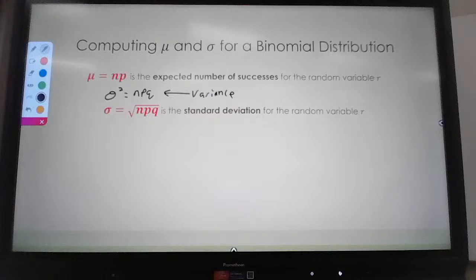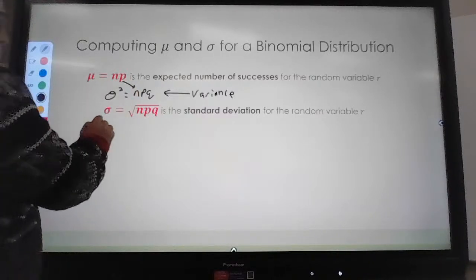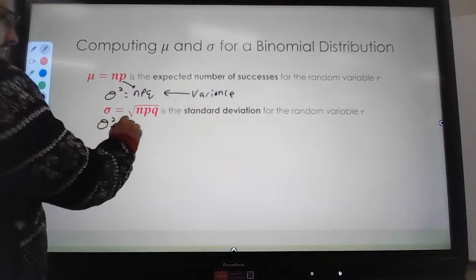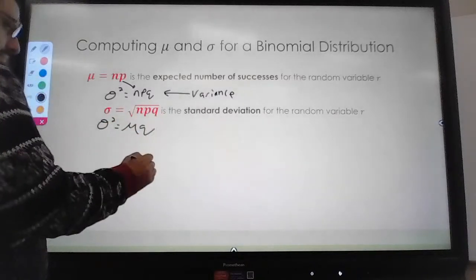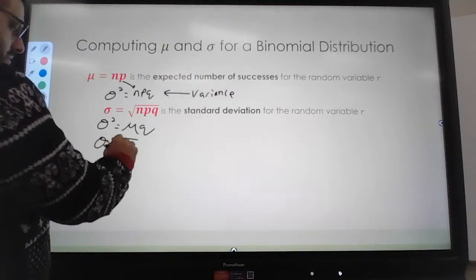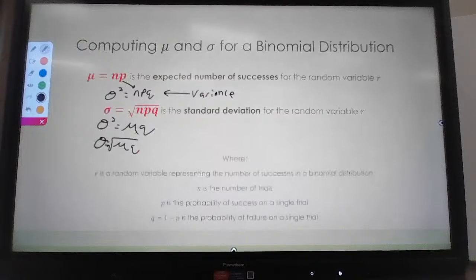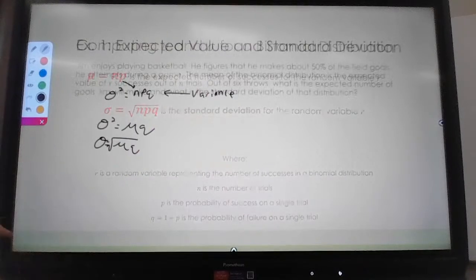Now, another way that we can write this is in terms of the mean. First I can calculate the mean, n times p. Well, n times p is also here. So in other words, I can also calculate the variance by taking the mean times q, and then, of course, taking the square root of that to find our standard deviation. Again, r is the random variable, n is the number of trials, p is the probability of success on a single trial, q is the probability of failure on a single trial.